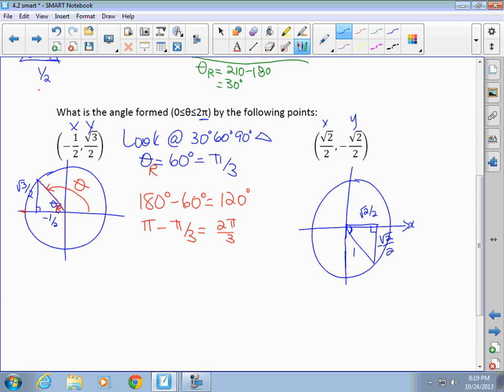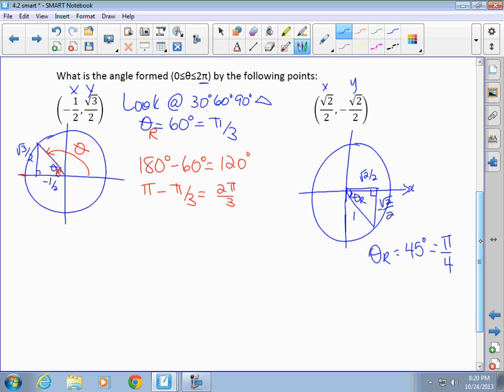So I know I'm looking at a 45, 45, 90 triangle. So that means that my reference angle here is going to be 45 degrees. 45 degrees, if you remember, is the same as pi over 4. It's 1/4 of that 180 degrees, or 1/4 of pi.